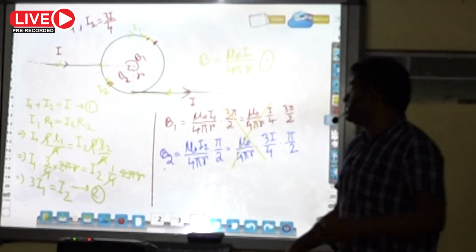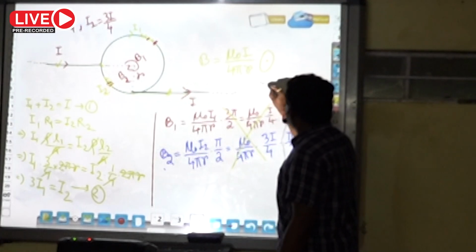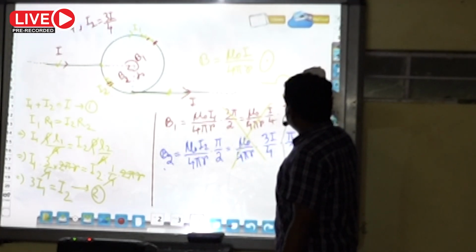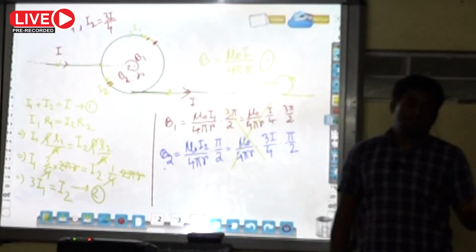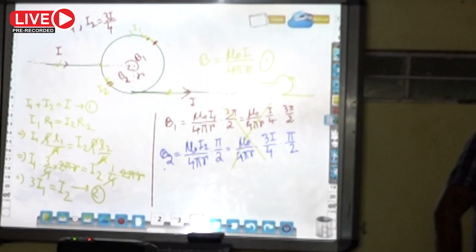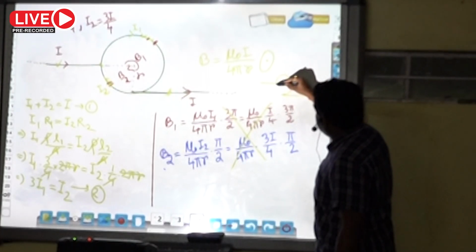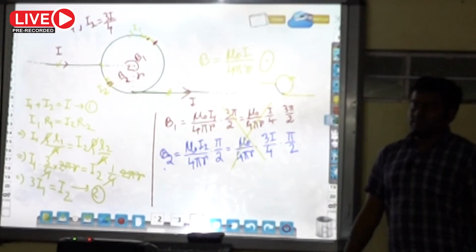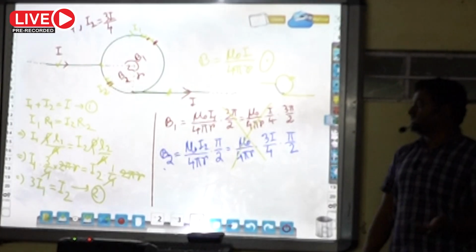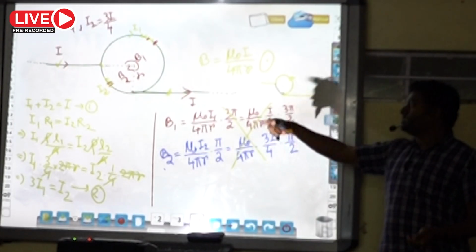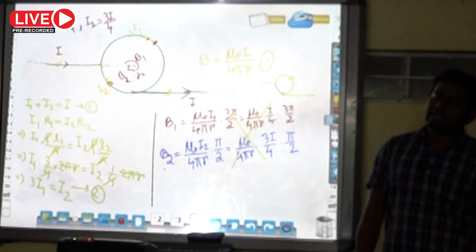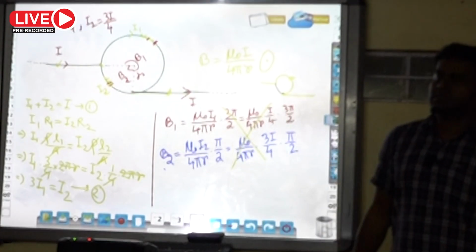Another problem is there in which the circle is not completed, like this, and then this contribution is not 0. This should form a parallel branch. Only when this portion is joined does it form the parallel branch, otherwise not. If you find this portion is joined, there is no need to calculate this. Directly you can write that the entire contribution will be 0.